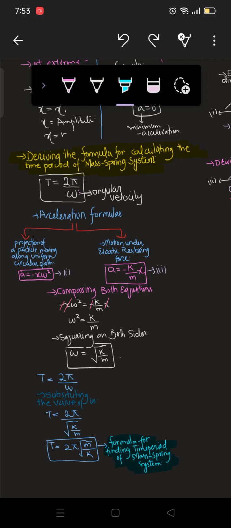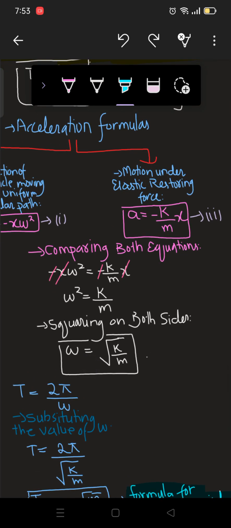So how must we remove this omega? We said we must compare our both acceleration formulas. Initially we found the formula of acceleration of projection of a particle which is moving along a uniform circular path, and we compared that acceleration formula with the acceleration formula of motion under elastic restoring force, or Hooke's law, or mass spring system. a is equal to minus x omega square is equal to minus k over m x. x cancelled with x, minus sign cancelled with minus sign, omega square is equal to k over m. We need to have the value of omega, not omega square. That's why squaring on both sides, omega is equal to under root k over m.